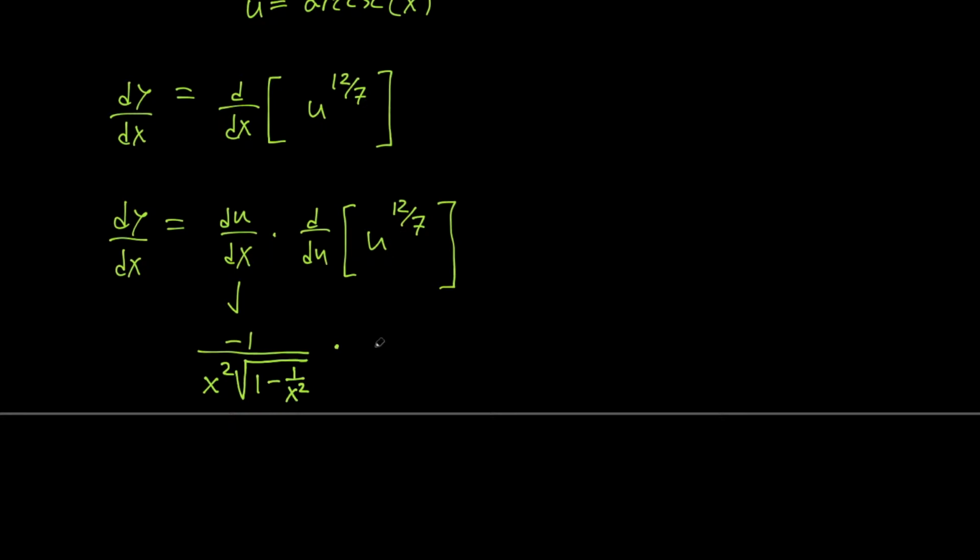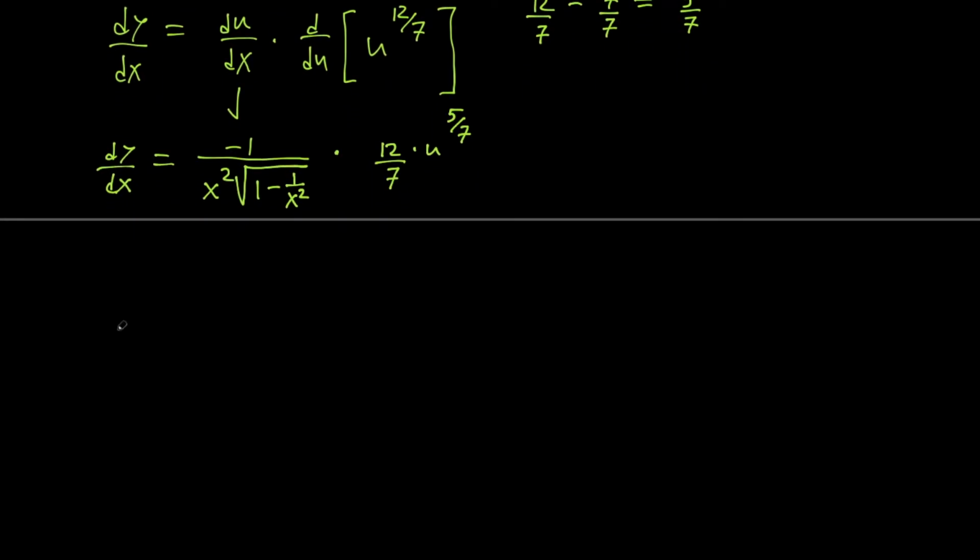We can use the power rule, so we're going to bring down that 12 sevenths. So we have 12 sevenths times u to the, let's subtract 1 from 12 sevenths, so we have 12 sevenths minus 7 sevenths. It's going to equal 5 sevenths. So we have u to the 5 sevenths. And don't forget, we are differentiating y with respect to x.